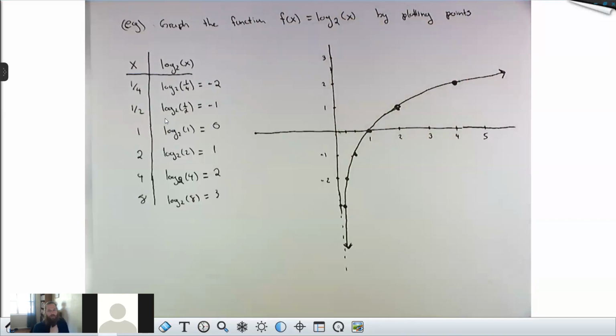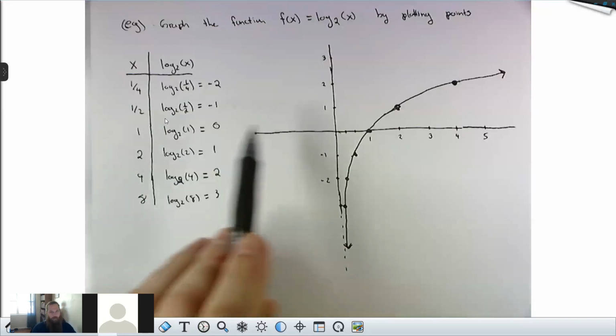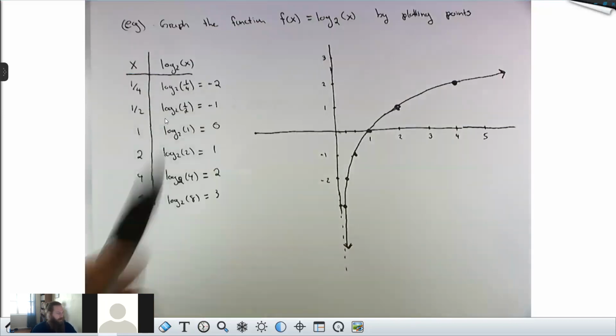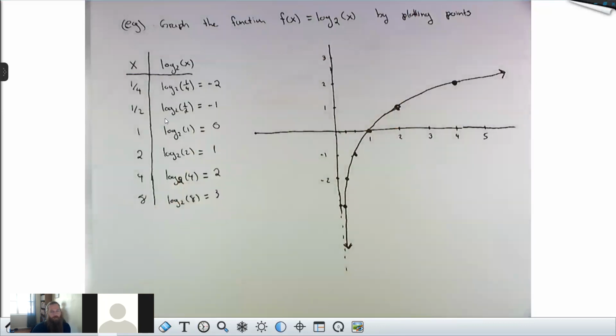And if you want to understand why we have a vertical asymptote here, it's easiest if you think about it in terms of that first definition. This is the inverse of the base 2 exponential, which you know has a horizontal asymptote over here, right? The base 2 exponential has this sort of graph. And we know that if you reflect the graph over the line y equals x, you get the graph of its inverse.